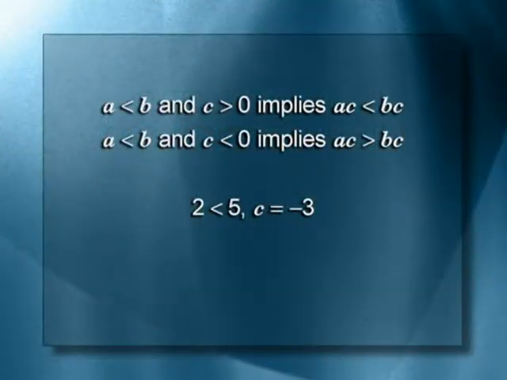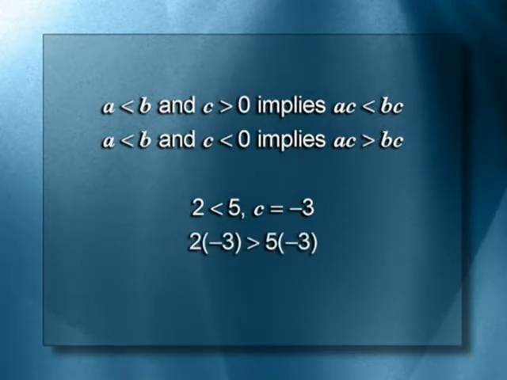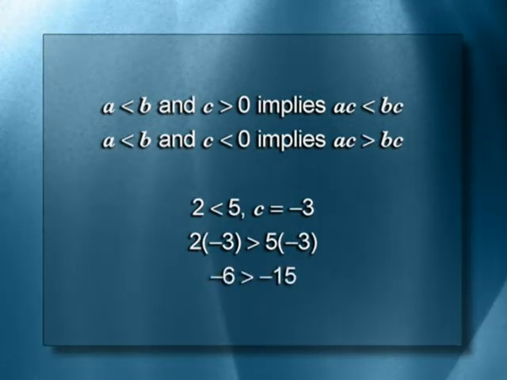Do we all agree that 2 is less than 5, right? Well, let's multiply both sides by minus 3. What will I get? The left side will be 2 times minus 3, the right side will be 5 times minus 3, and I claim the inequality has to reverse. So now it's minus 6 greater than minus 15.